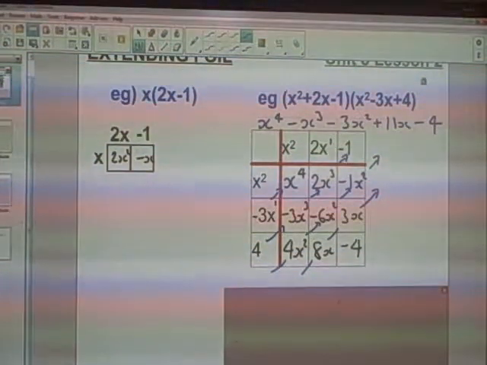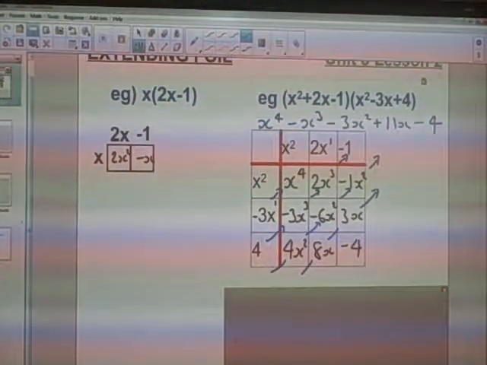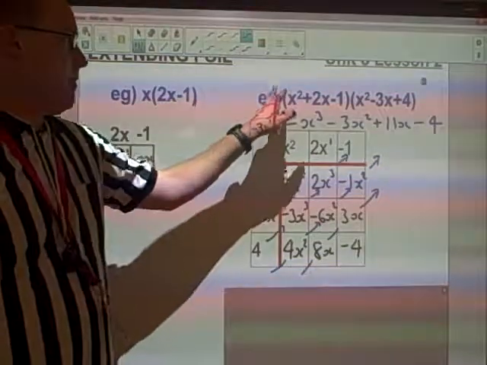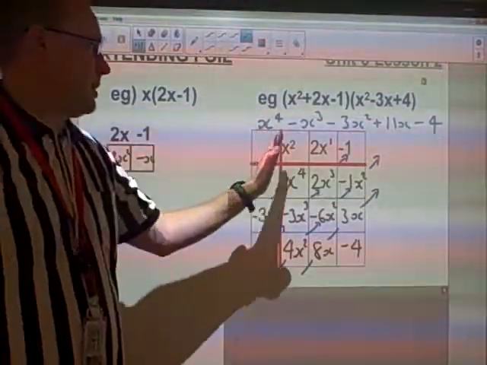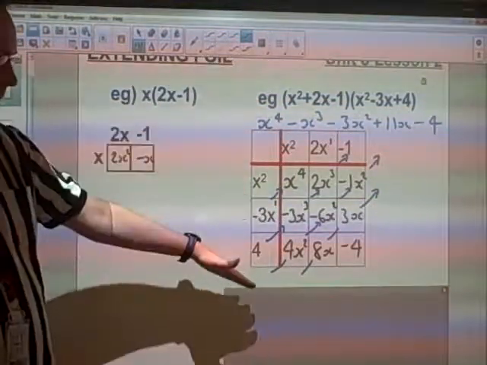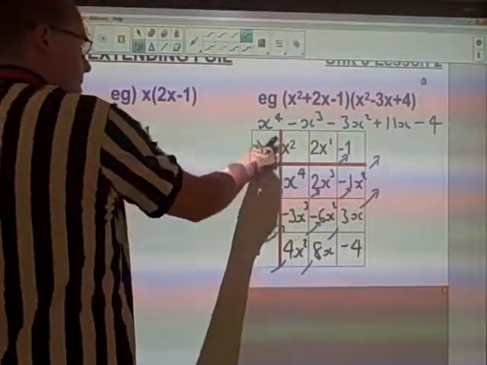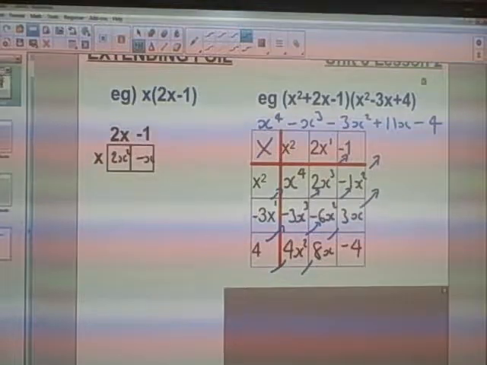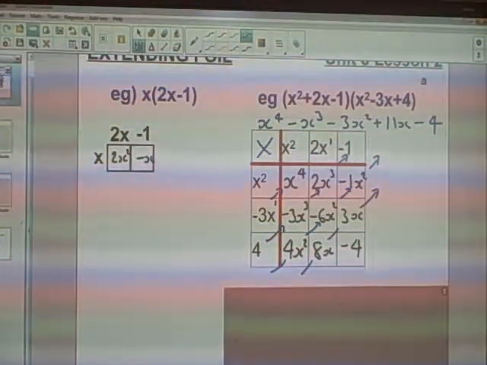So the grid method is very powerful. We can use it for answering much more complicated questions. However many terms we have in the first set of parentheses, that's how many boxes we're going to have across. How many terms in the second set of parentheses is how many boxes we get to have going downwards, and then we're going to go ahead and just multiply that.